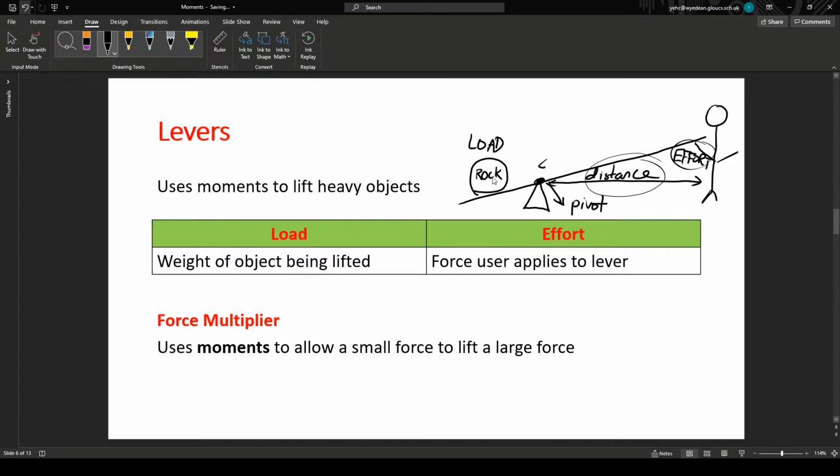So we were able to work this out all the way back to when human beings first started using tools. And all of this is based off of moments. We call this a force multiplier because even though we're putting in, comparatively to the actual weight of the rock, a lesser force, by increasing the distance that we apply that force on, we use a small force to lift something bigger. Because we're increasing that distance, we have increased our turning effect.